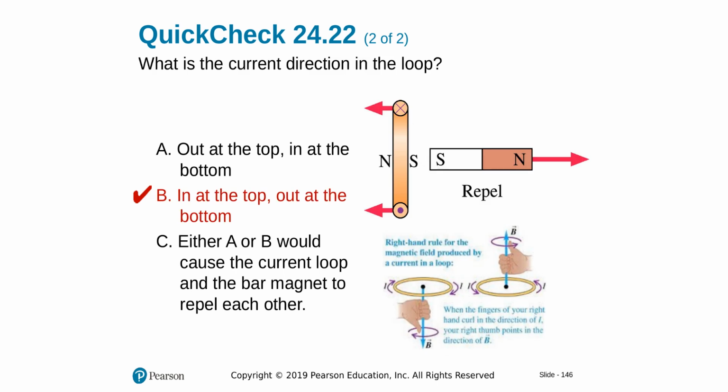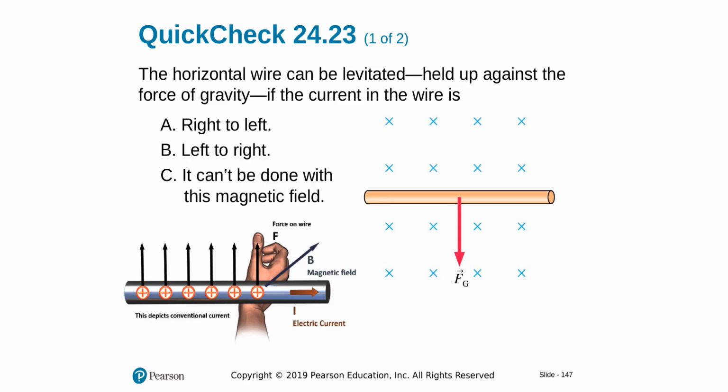At the top, in; at the top, out; at the bottom would be our answer here. The horizontal wire can be levitated, held up against the force of gravity by a magnetic force. That means the magnetic force is upward.